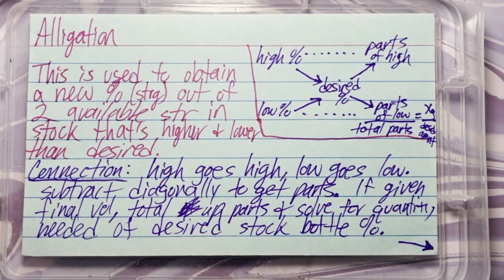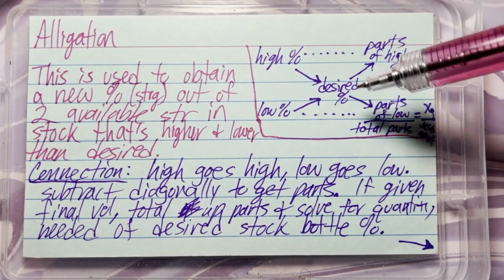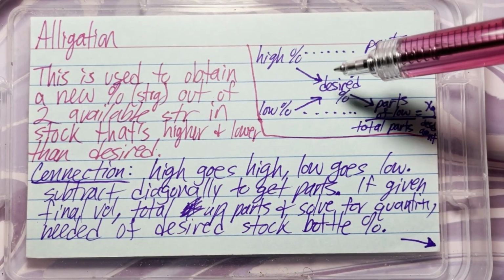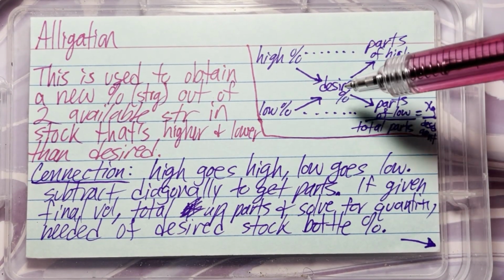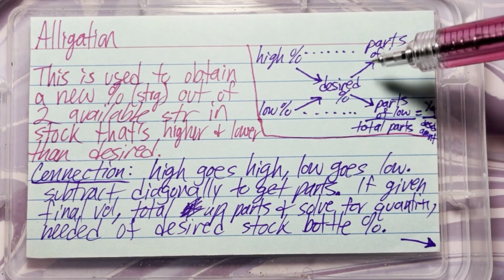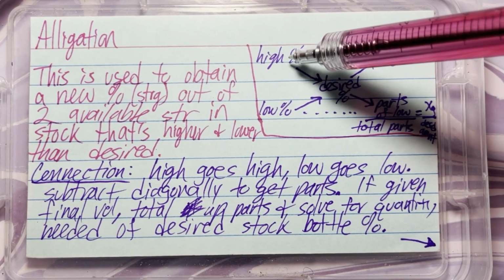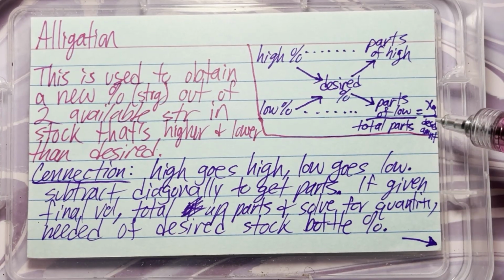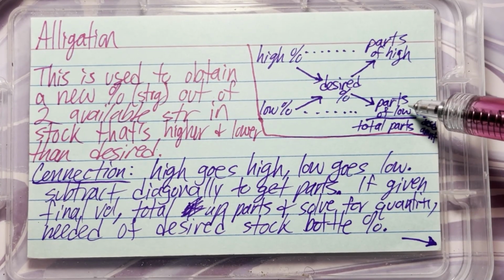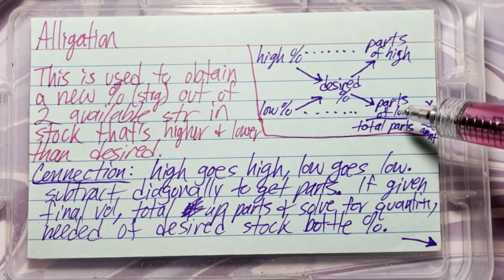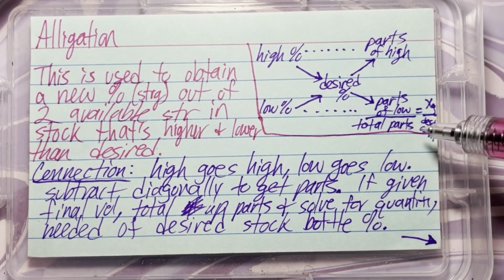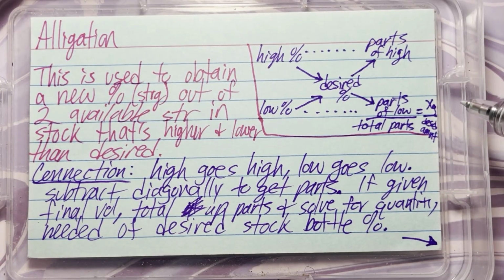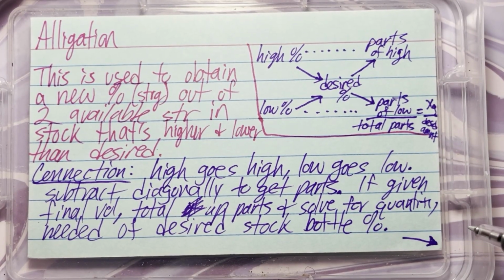All right, alligations. You either love it or you hate it. So the high goes high, low goes low, and those both point to the desired. And then low percent points to the parts of high. High percent points to the parts of low. And then you're going to want to set up a proportion here for each. You'll do this for each, the parts of high and the parts of low. You'll divide that over the total parts equals how many grams over the desired amount. And you'll solve for that.